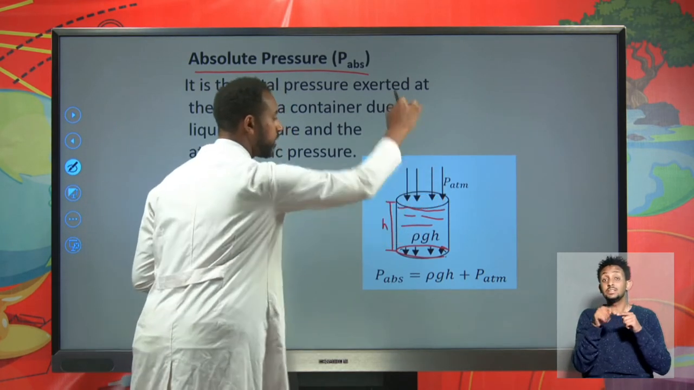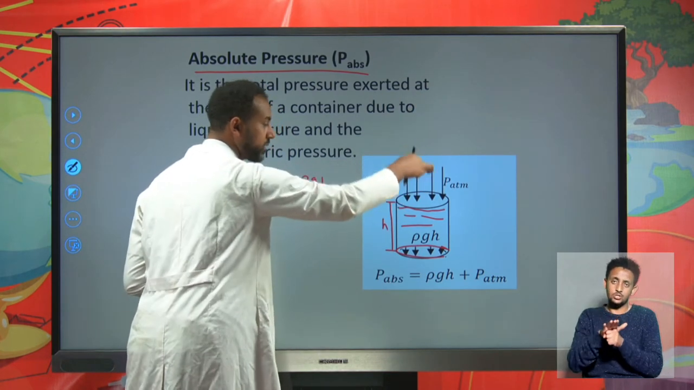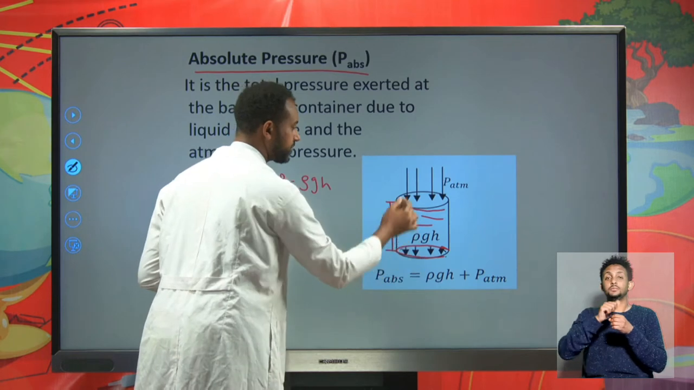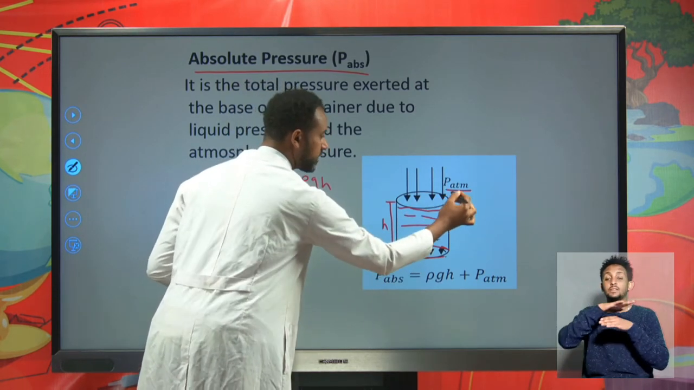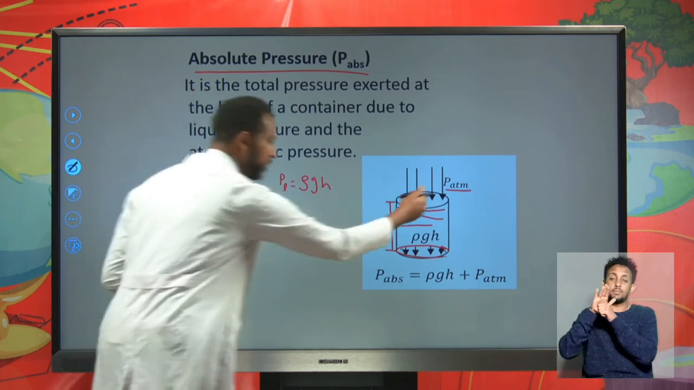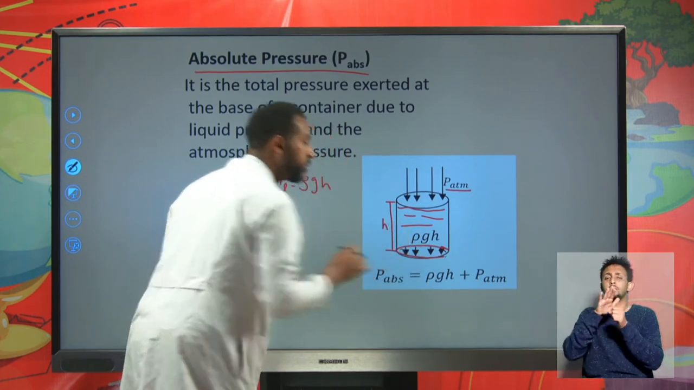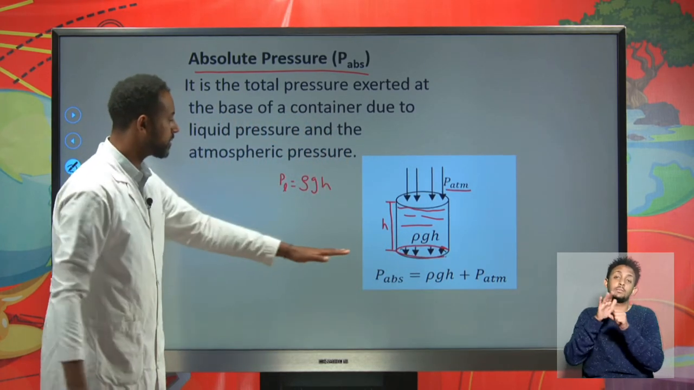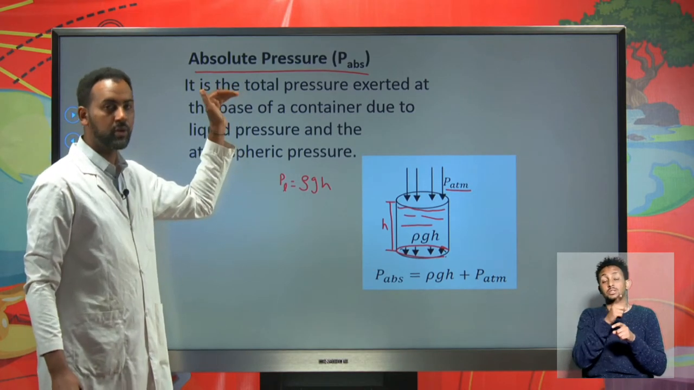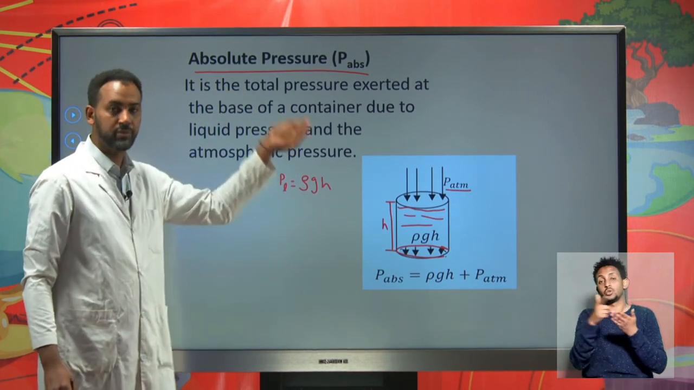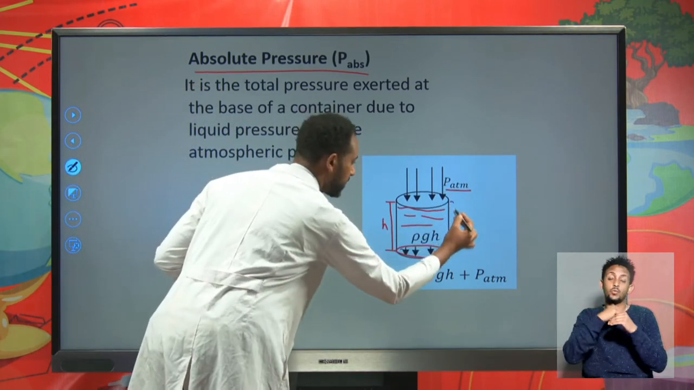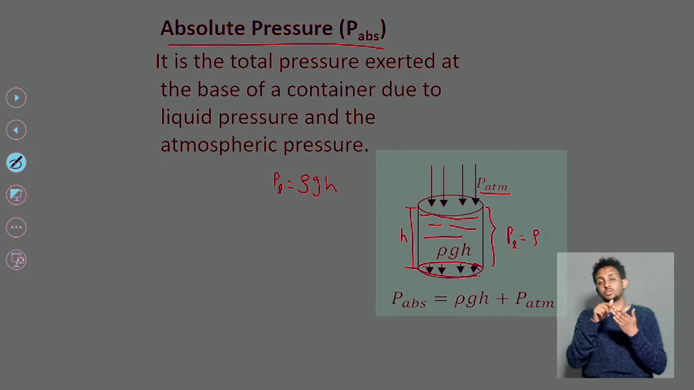But since it is open, there will be a pressure exerted by the atmosphere. The atmosphere itself exerts pressure. So above the level of the water, there will be atmospheric pressure. Below the level of the water, there will be liquid pressure. So what is the total pressure exerted at the base of the container? The total pressure at the base of the container is known as absolute pressure, which is a combination, or summation, of liquid pressure and atmospheric pressure. So above this, you have atmospheric pressure. Here, you have the pressure of a liquid, which is rho g h. The summation of these two is known as absolute pressure. And absolute pressure is the pressure of a liquid, rho g h, plus the pressure of the atmosphere.